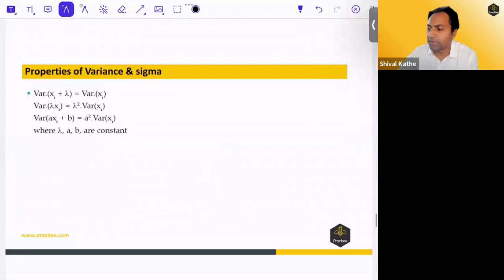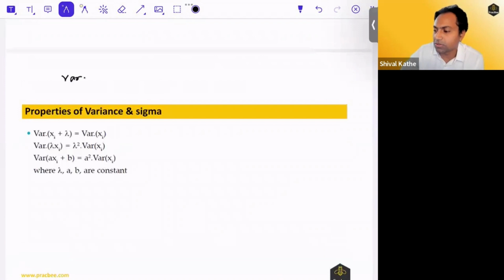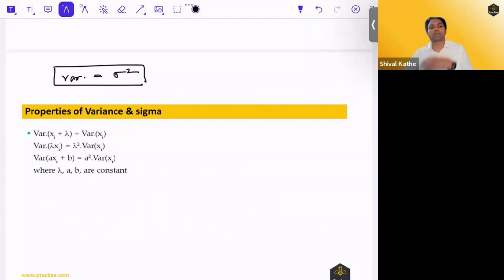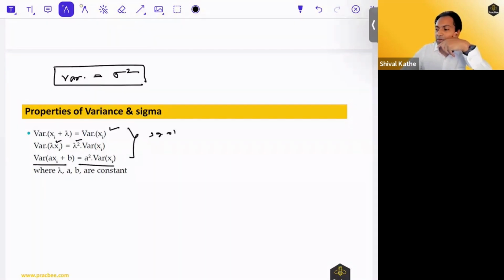Now, properties of sigma and variance. So what is variance? Variance is nothing but sigma square. Now if you add something to the data set, the variance is not going to change. If you multiply by something, it is going to become squared because variance is sigma square. Sigma used to become lambda times, so variance becomes lambda square. So the variance properties are nothing but the square of the sigma properties. Got it?